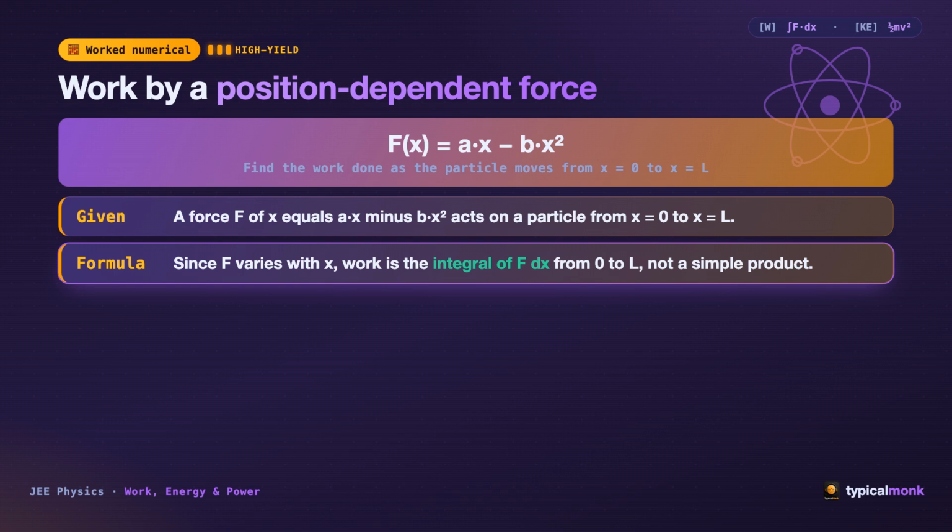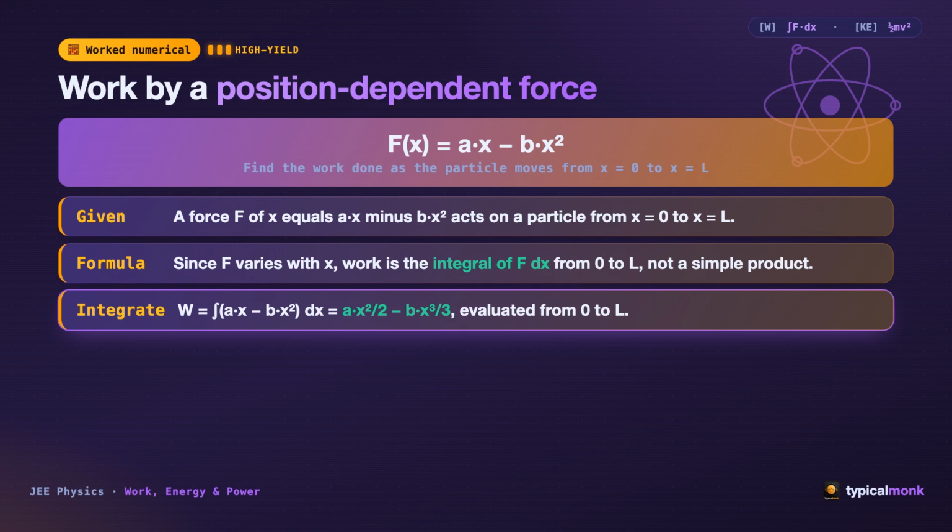Step 2. The formula. Because the force is not constant, work is not simply force times distance. It must be the integral of F dx, taken from 0 to L. Step 3. Integrate. The integral of a times x is a times x squared over 2, and the integral of b times x squared is b times x cubed over 3. So W equals a x squared over 2 minus b x cubed over 3.